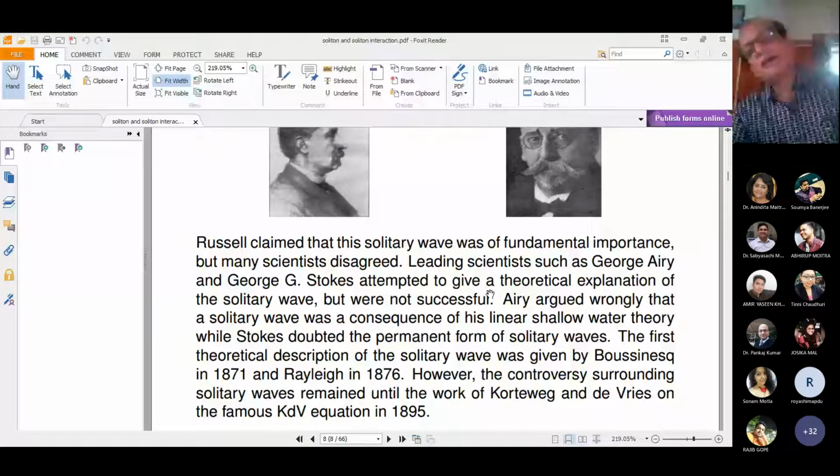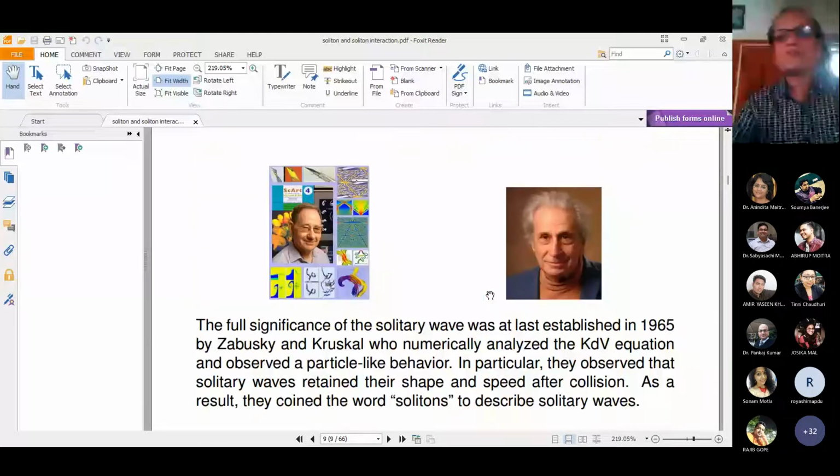Until in 1965, when these two famous mathematicians, Zabusky and Kruskal, showed that even after collision, these waves will not change their shape. They can keep their shape intact. That is, although they are waves, they can behave like particles. So earlier we used to call this wave a solitary wave. Now after the observation of Zabusky and Kruskal, instead of solitary wave, we started calling this wave a soliton, like proton, like electron, like photon. We call the wave a soliton.